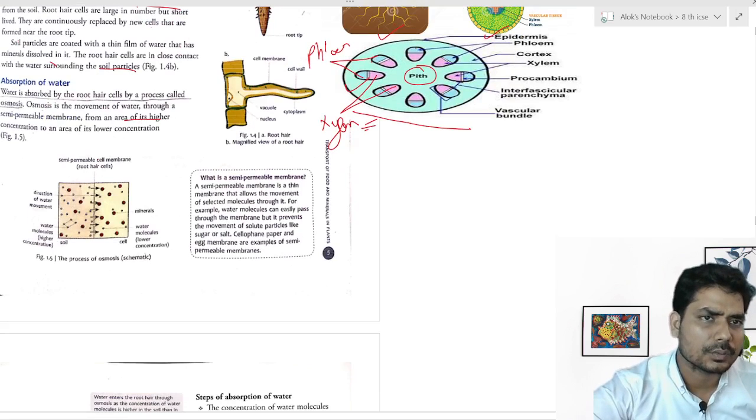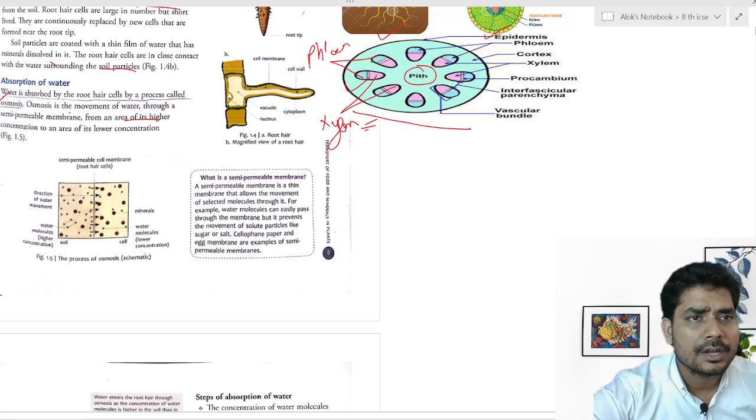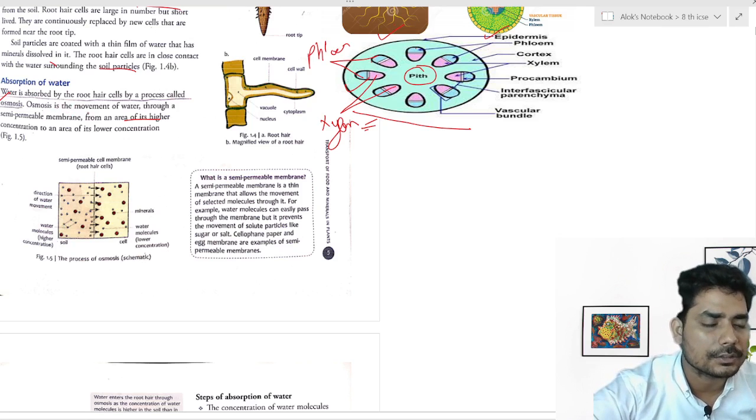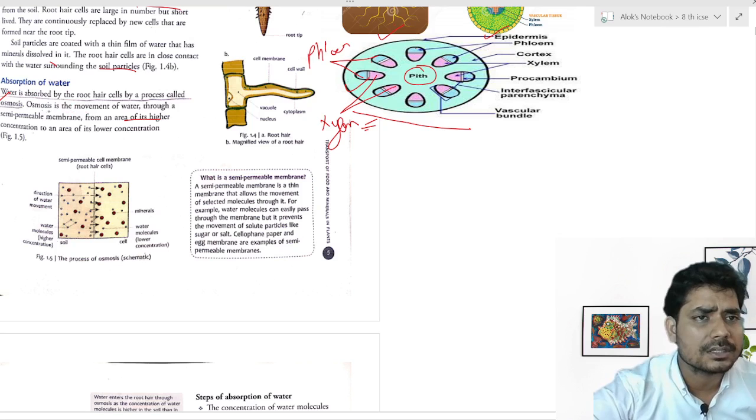Water is absorbed by the root hairs, we know that, but when water is absorbed, this phenomenon is known as osmosis. So what is osmosis? How could you define osmosis? It is very simple, you can define it like that. Osmosis is a movement of water through a semi-permeable membrane from an area of higher concentration to an area of lower concentration.